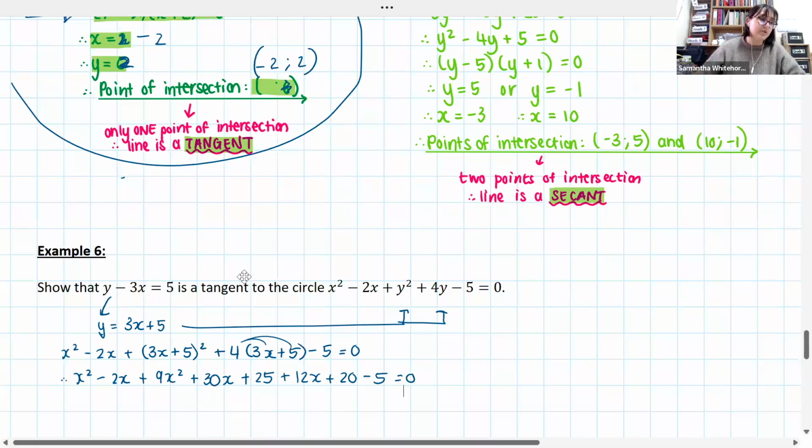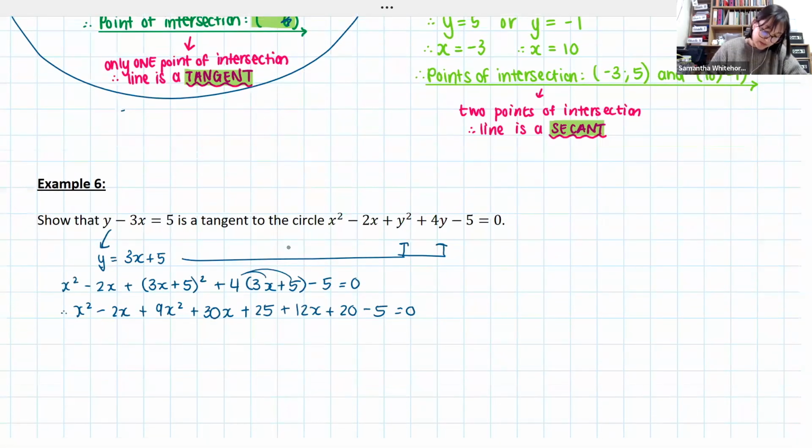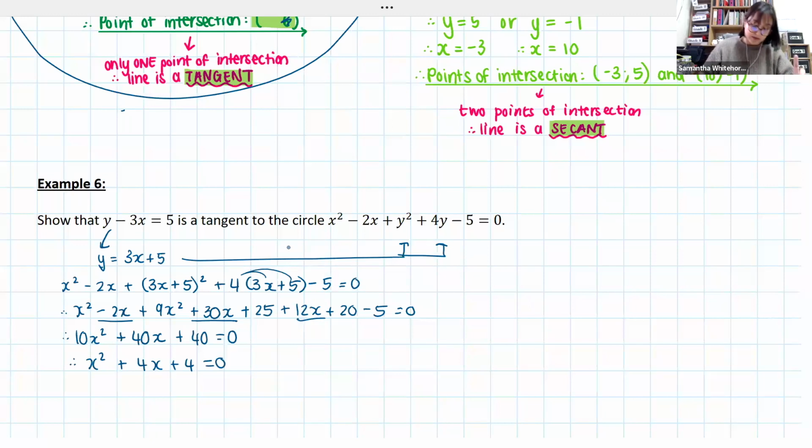And now we collect our like terms. Okay, so x squared plus 9x squared is 10x squared. Minus 2x plus 30x is 28x. Sorry, 28x plus 12x is 40x. And then our constants, 25 plus 20 is 45, minus 5 is 40. Now again, I can divide everything by 10, so I'm going to do that. And then, shockingly, I'm going to have the same trinomial that I am now going to solve correctly. And so we get x equals -2.